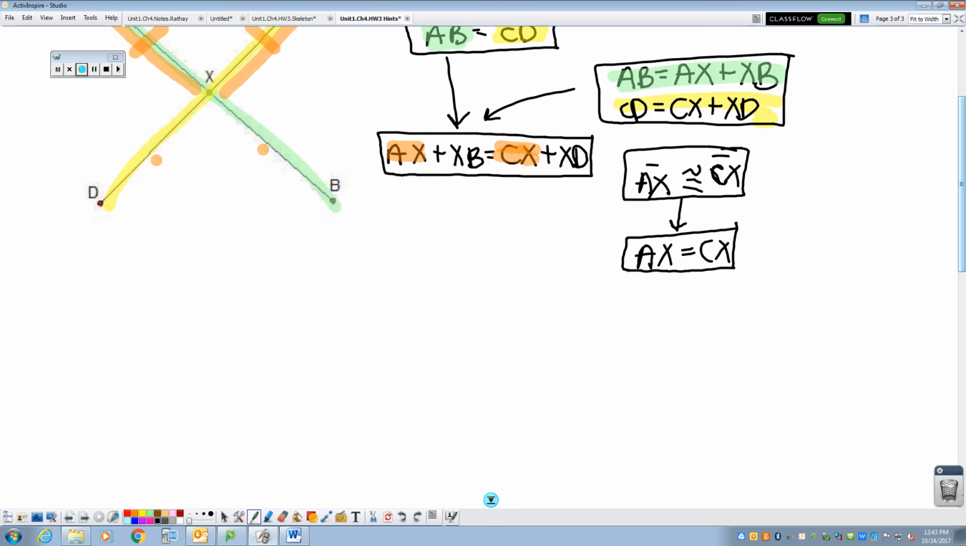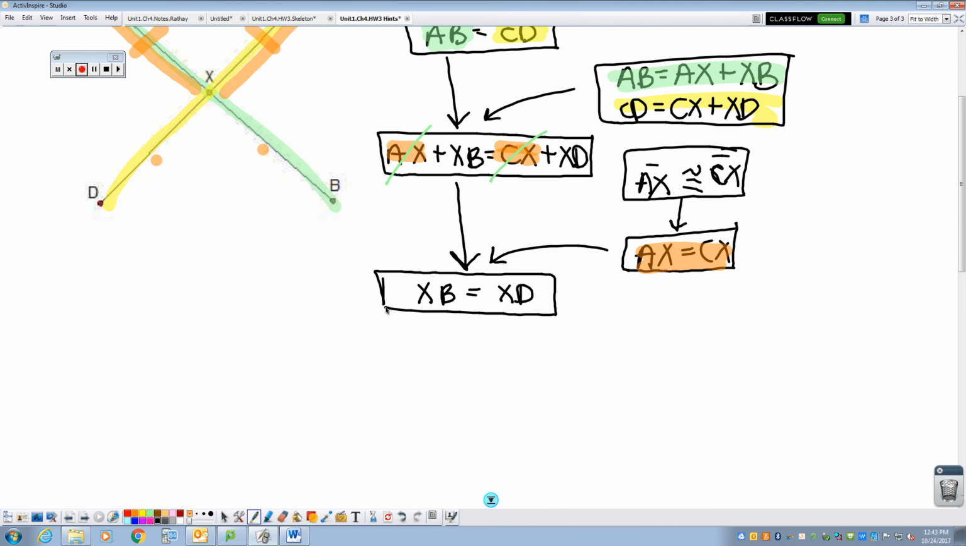And now we're not subtracting the same thing from both sides like we did when we had the reflexive property, but we are subtracting the same quantity from both sides. I'm subtracting AX from the left and CX from the right, which I can do because they are equal. And when I do that, I am left with XB and XB. Because when I do that subtraction, AX is gone, CX is gone. All that remains is the XB and the XB.